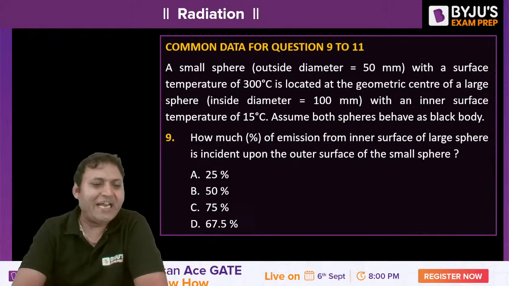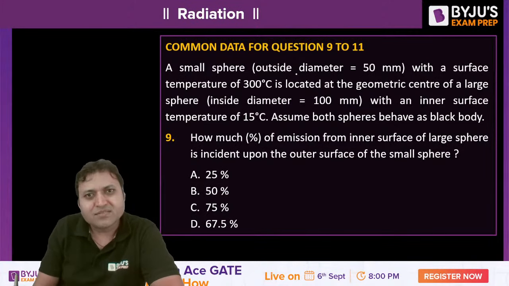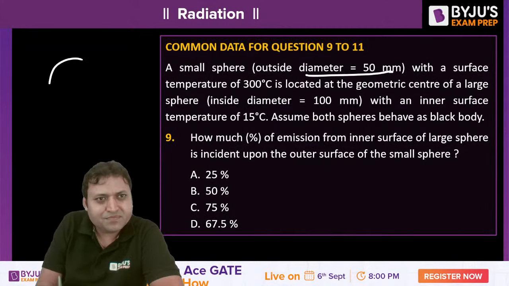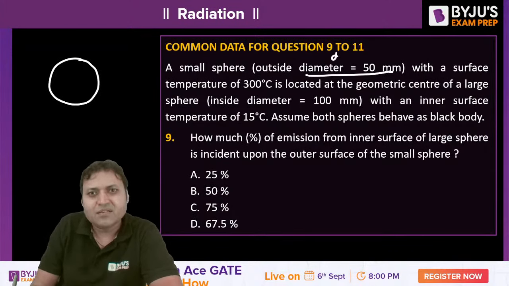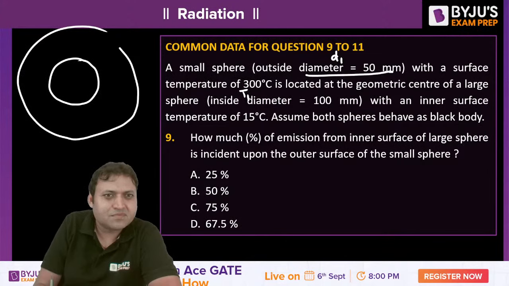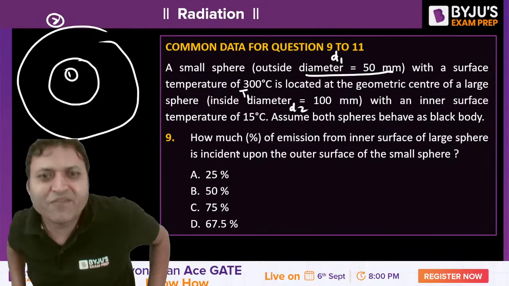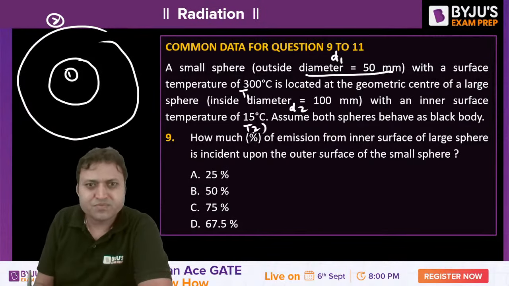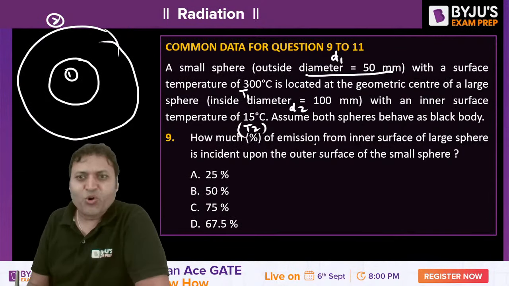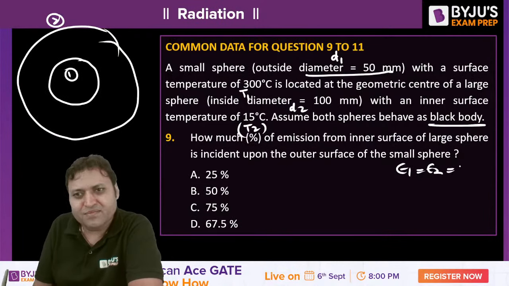Last question, common data question. 3 questions are sharing the same data. A small sphere, the diameter is 50 mm, that is D1, with a surface temperature of 300 degrees Celsius, that is T1, is located at the geometric center of a large sphere. This is sphere 1, this is sphere 2. So D2 is given as 100 mm with an inner surface temperature of 15, that is T2. Assume both spheres behave as black body. Epsilon 1 is equal to epsilon 2 is equal to 1.